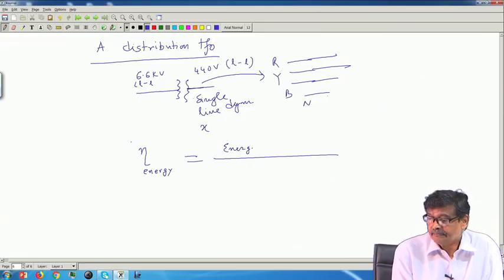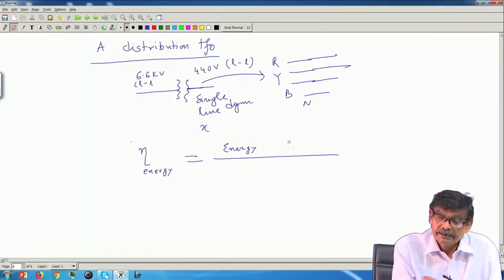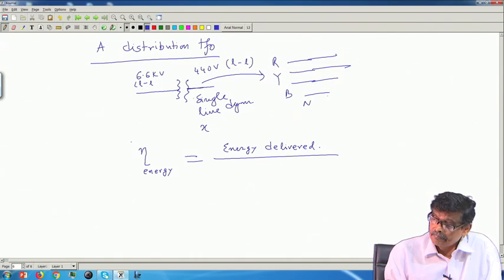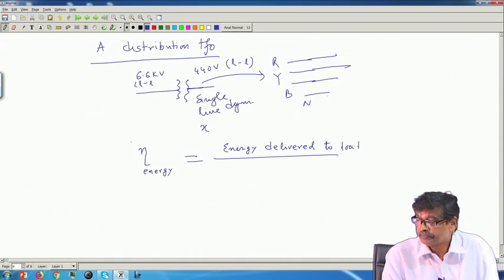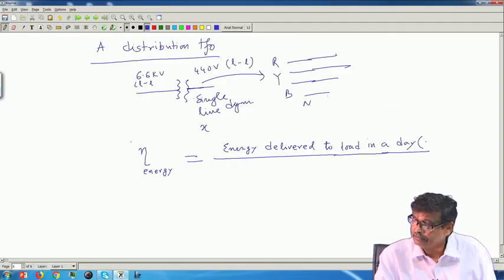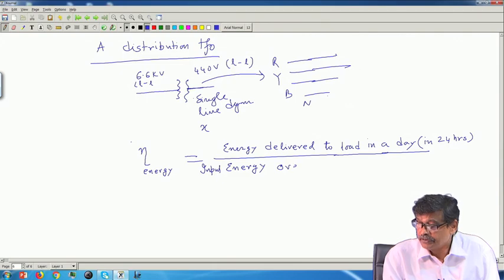energy delivered to load in a day, because load will fluctuate, that is in 24 hours, divided by input energy over 24 hours, over the same 24 hours.